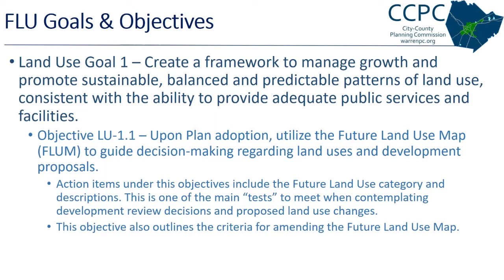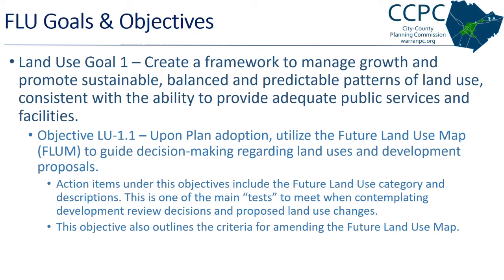So moving on to look at our goals and objectives for future land use, and this is probably our lengthiest chapter. There's much more than we're going to go over. Most of those are action items to go along with the objectives. But Land Use Goal 1 was to create a framework to manage growth and promote sustainable, balanced, and predictable patterns of land use consistent with the ability to provide adequate public services and facilities.